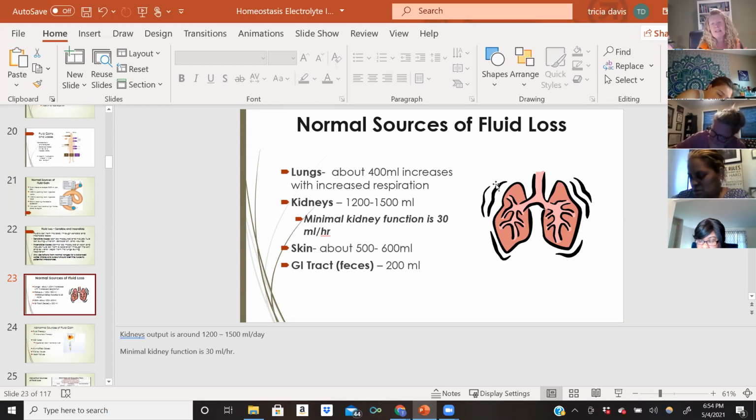Your kidneys, about 1,200 to 1,500 mLs a day. Minimal kidney function, you should see at least 30 mLs output an hour from your patient. That's the bare minimum. Anything less than that, your patient's kidneys are not functioning and we have to figure out what's going on. Losses from your skin, about 500 to 600 mLs, and then about 200 from the GI tract through your feces.